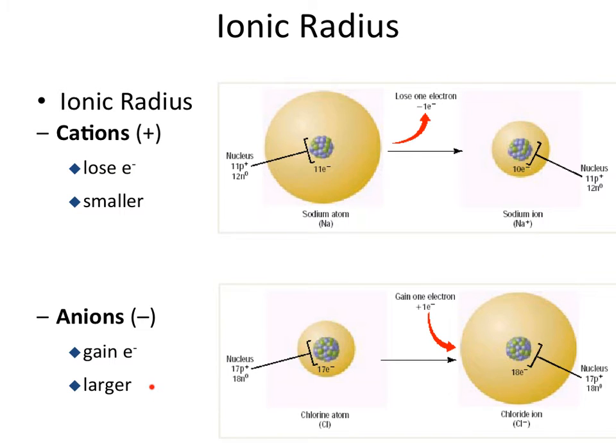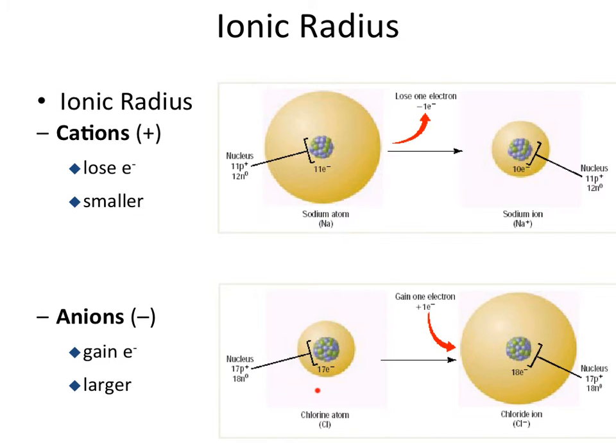Now, anions, obviously, are just the reverse of this process. In this case, we're looking at a chlorine atom. Chlorine atoms have 17 protons, 17 electrons. If I pick up an electron to form a chloride ion, I still have the same number of protons. I have 17 protons, but now I have 18 electrons to contend with. So the effective nuclear charge in this case is going to be diminished. Those protons are now going to have to hold on to an extra electron. So the size of the anion is going to increase with respect to the parent atom.